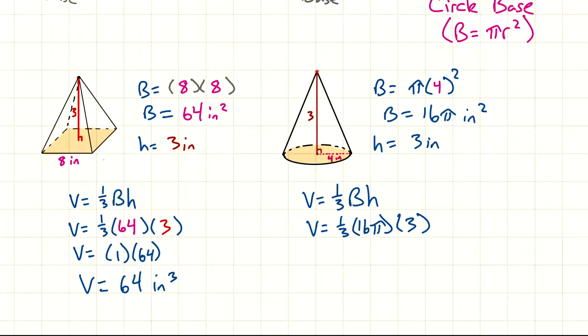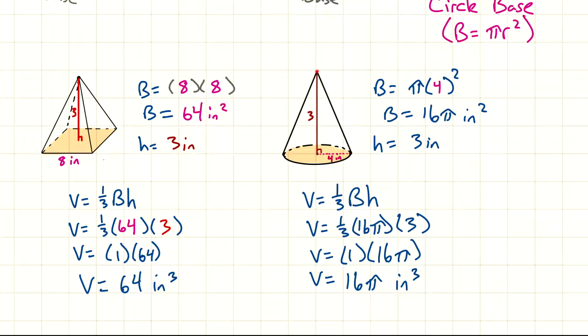And we'll do the same thing here. Let's simplify this. So 1/3 and 3 reduce again, basically the same as the other one. So I have 16 pi, and then that's, if I was going to write this answer out, I would leave it in exact form, which would give us inches cubed. So 16 pi inches cubed.